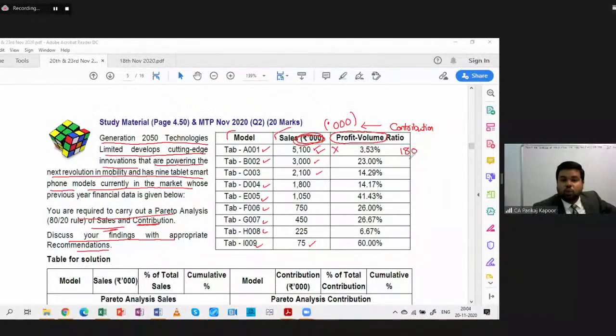What will be the contribution of B2? 3000 into 23. Good. Keep on continuing. Yes, it will be 23% of 3000. 690. Good. All students who are online, please solve this question quickly. For C3, it will be 300. Good.